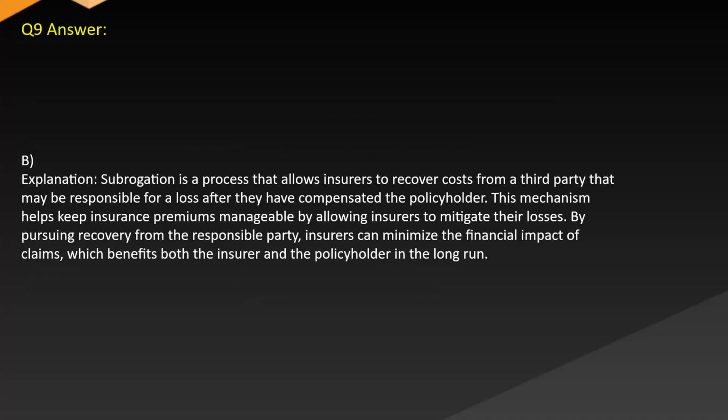Answer. B. Explanation. Subrogation is a process that allows insurers to recover costs from a third party that may be responsible for a loss after they have compensated the policyholder. This mechanism helps keep insurance premiums manageable by allowing insurers to mitigate their losses. By pursuing recovery from the responsible party, insurers can minimize the financial impact of claims, which benefits both the insurer and the policyholder in the long run.